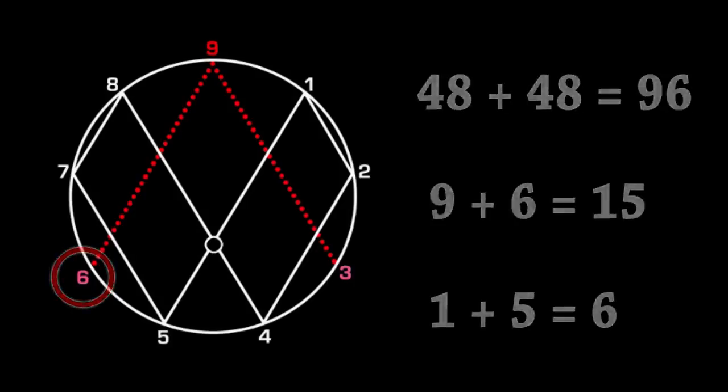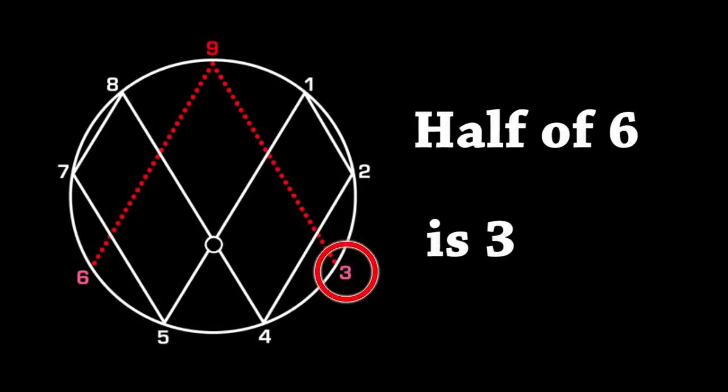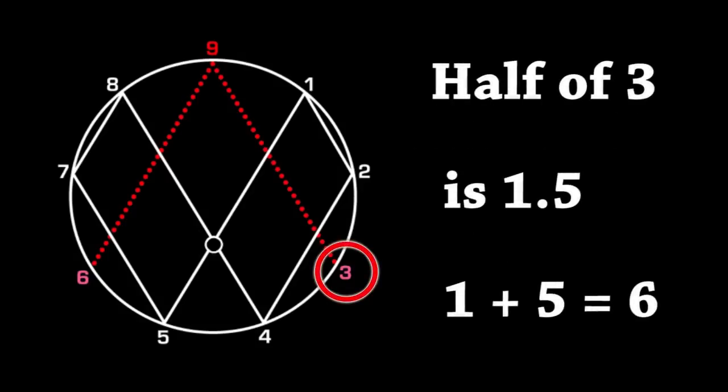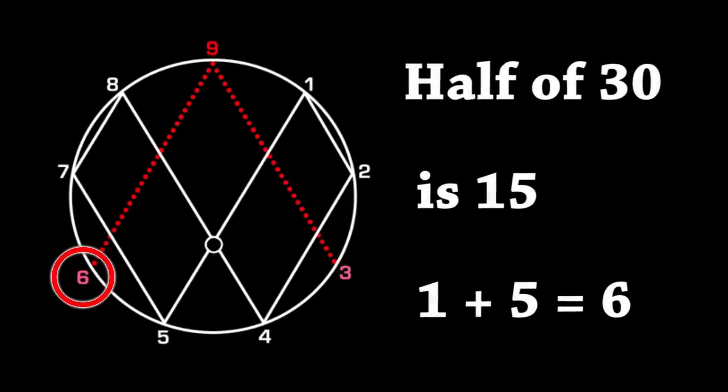So no matter how often you double the 3 and the 6, or half them, you will find them oscillating back and forth between each other. Half of 6 is 3, half of 3 is 1.5, and 1 plus 5 is 6. Any variation will work. Half of 30 is 15. And again, 1 plus 5 gives us 6.